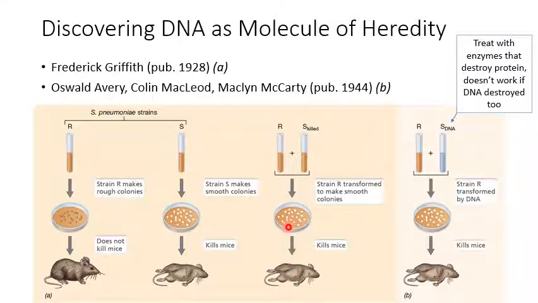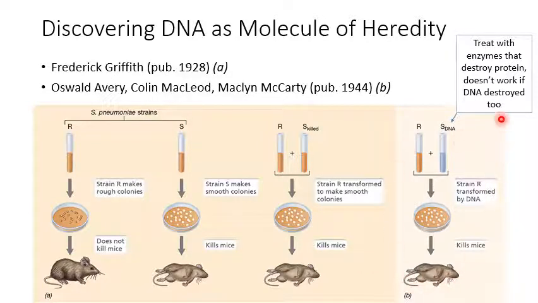So that's weird. This is kind of showing him that something has gone from this S strain into the R strain. These dead S cells passed something on to the R cells that caused them to make a smooth colony and caused them to kill these mice. He didn't know what it was though, but this was demonstrating whatever it was, that's the molecule of heredity. And then the next step was just to figure out, what is it?